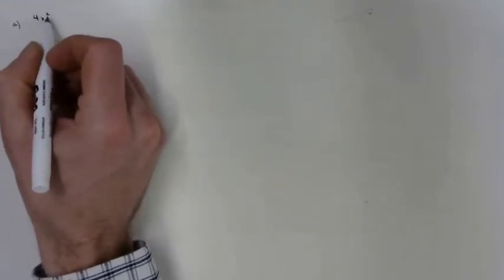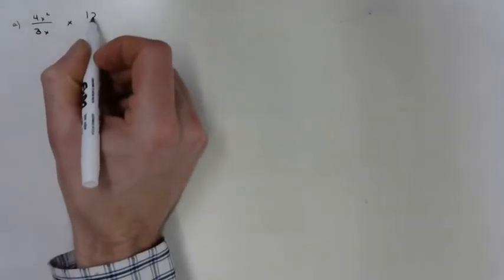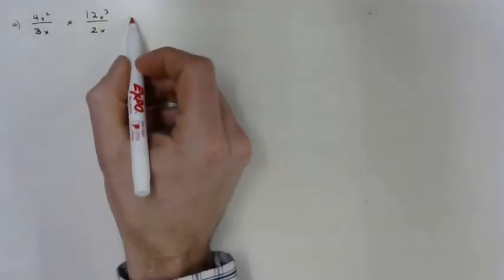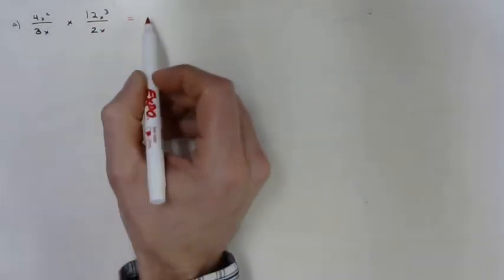So here we go. The first one that you have there, and when I copy it down, if you guys could just double check that I've copied down exactly what's in your book. I've got 4x squared over 3x times 12x cubed over 2x. That's right. So all I need to do here in my first step is multiply the numerators, top times top, and then multiply the denominators, bottom times bottom.